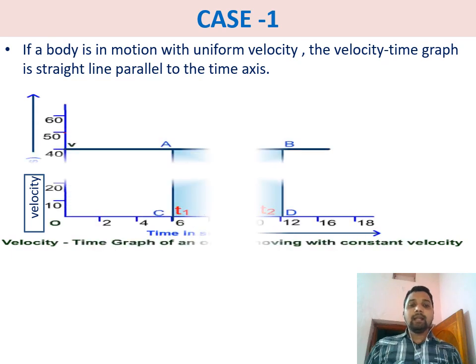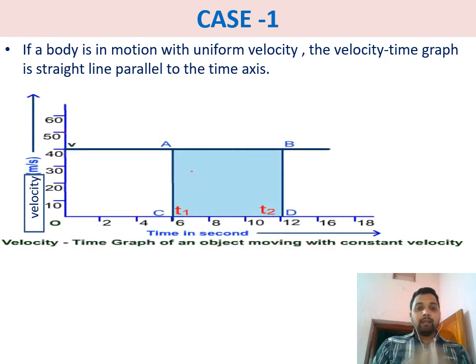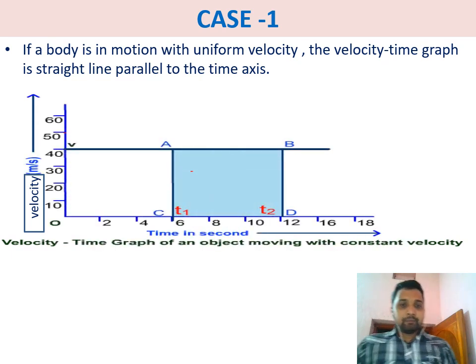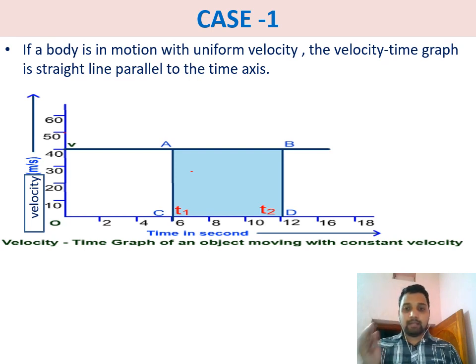So in this graph, if we look at point A, velocity is 40. At point B also velocity is 40. That means there is no change in the velocity. No change in the velocity means there is no acceleration, because acceleration is the rate of change of velocity. If we find the acceleration here, point B 40 minus point A 40, because change in y-axis, if we look here, there is no change, that means acceleration is 0.